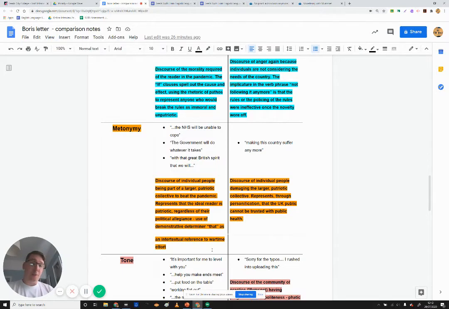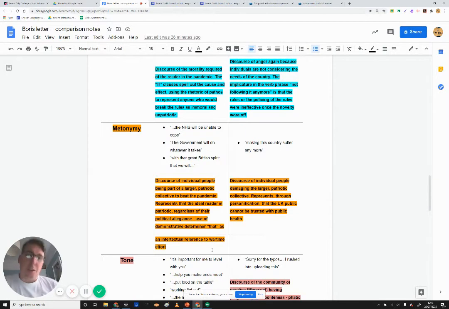So firstly, that's personification because it applies this idea of ability and capacity in very human terms by "unable to cope." That's quite colloquial as well because it shows kind of mental resilience. So that connotation is there. The government will do whatever it takes. Again, this is a really straightforward metonym. When you refer to the government as a whole, not an individual department or an individual unit within the government, then that's metonymy.